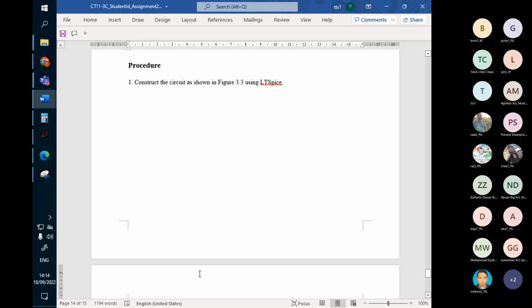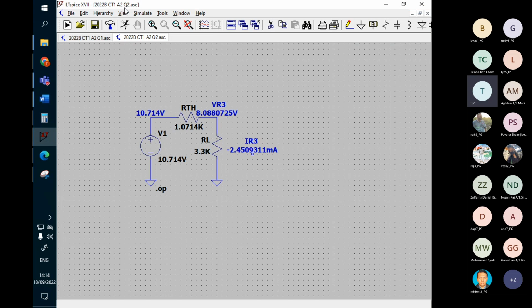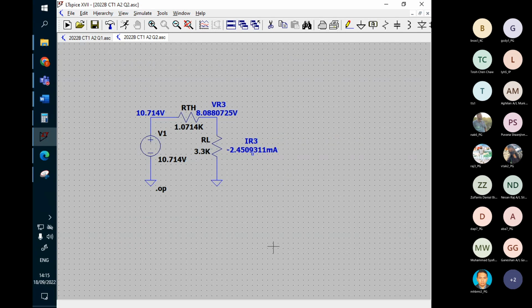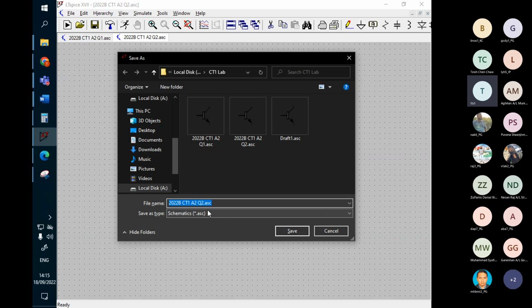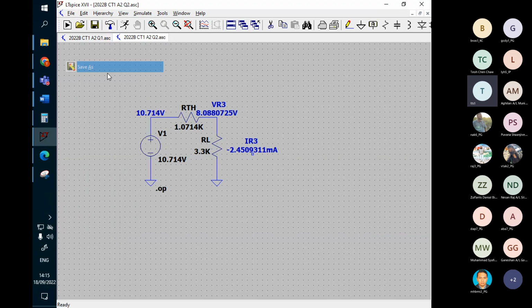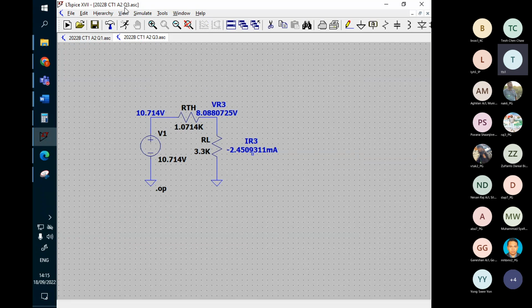Now let's construct this circuit. Let's save first. We come here, and question 2 has already been saved. Now I just need to save as. Go ahead and save question 2 first, and then save as question 3. By doing this, we create another file for question 3. Make sure it's Q3.